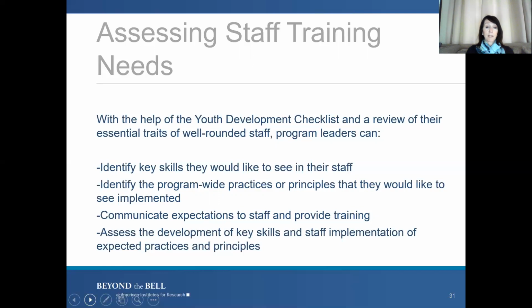Then you would communicate expectations to staff and provide training at the beginning of the year and assess the development of key skills and staff implementation of expected practices and principles ongoing throughout the year. And again, the Youth Development Checklist is one way, it's a tool that can help you assess where the staff are with regards to these key principles and practices.